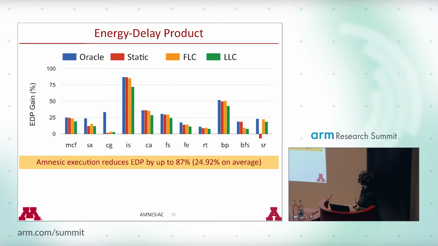What did we observe generally? Generally, we observed that the static policy closely tracks the oracular policy. This means the probabilistic energy cost model of the static policy of the compiler was pretty accurate, and we achieved this accuracy by rigorous profiling. Actually, there is an exception, this SR benchmark, which under the static policy resulted in a negative EDP gain, and I'm going to talk about this briefly.